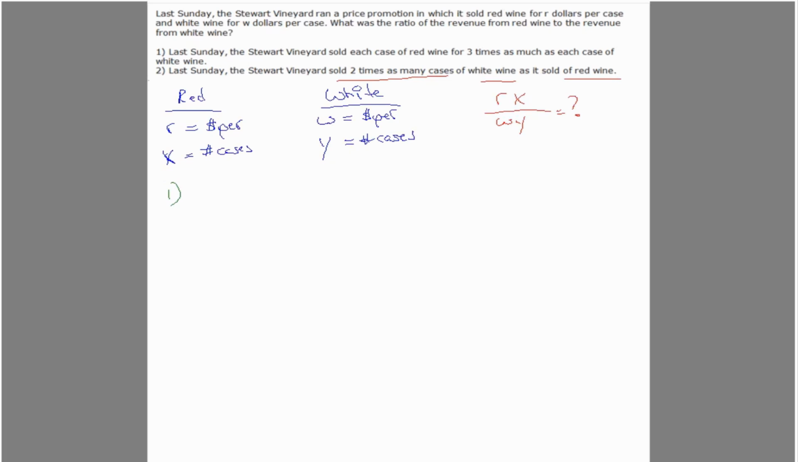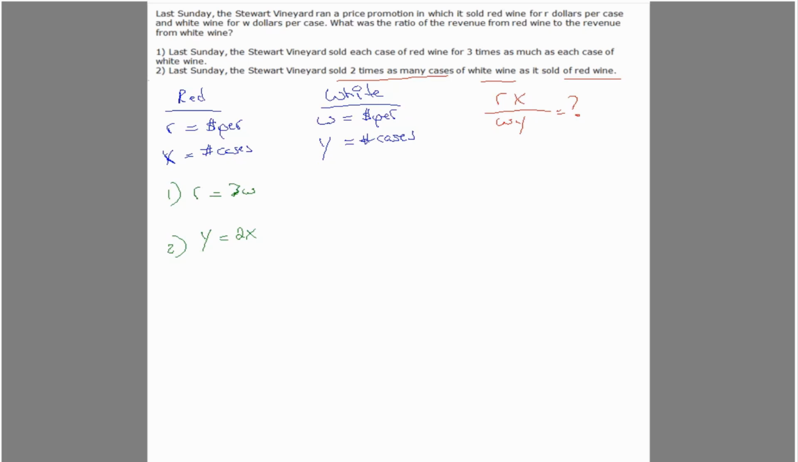So let's set up our equations. Again, this is still a 50-50 question, so we'll take that approach. Last Sunday, they sold each case of red, so this is a price equation, for 3 times as much as each case of white. So we would say R equals 3W. And then we'd say last Sunday, they sold 2 times as many cases of white, so Y equals 2X.